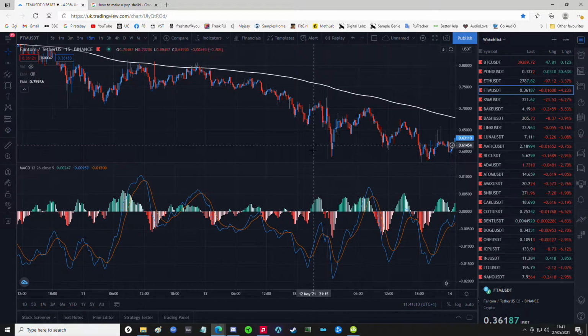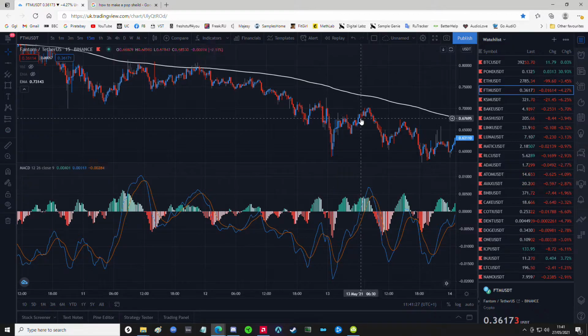Again, just to really stress the point that these have to align. Like here, it's giving two separate signals. Yes, we're getting a buy signal here, but we're not getting a buy signal from the EMA because price is below and we're in a downtrend. So I'm not going to place a trade. The trend is your friend. I'm not going to trade going up when the market is in a downtrend.